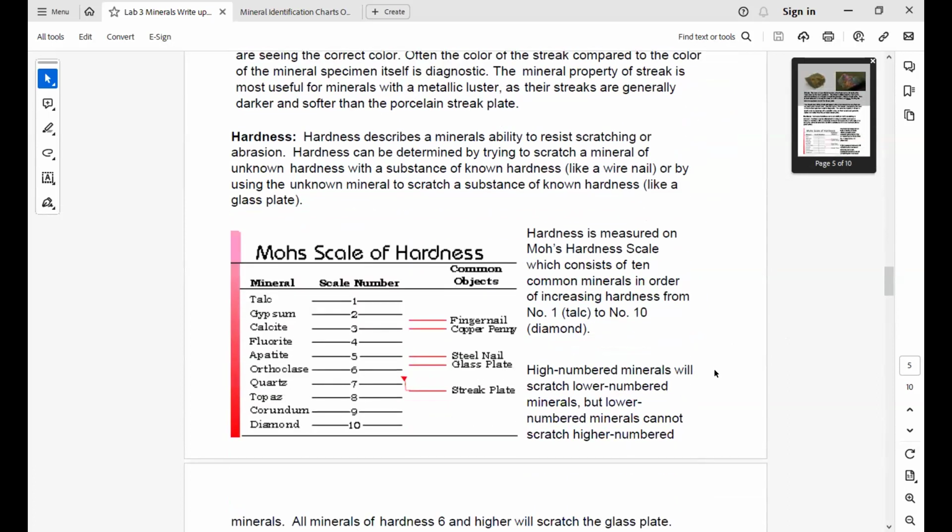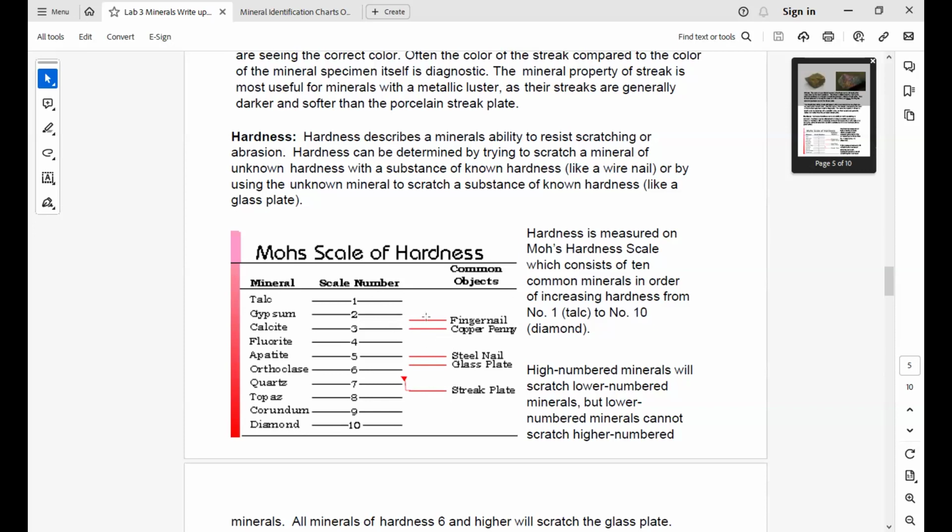Now, hardness describes a mineral's ability to resist scratching or abrasion. Hardness can be determined by trying to scratch a mineral of unknown hardness with things of different hardnesses. Okay, so I have on here, these are a little bit generous with the numbers here. Fingernails. I don't think that these are quite right, sorry to say.